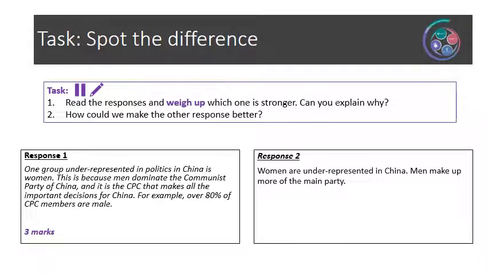Response 1 would be worth 3 marks. Response 2 in this case would be worth just the 1 mark. So remember to get into the habit of using the word because within your response. You will see that in response 2 that is not the case. For example, women are underrepresented because men dominate the CPC. And then look to add more concise, detailed knowledge. Rather than just saying something like the main party, actually go on to name the CPC and give reasons why women are underrepresented.